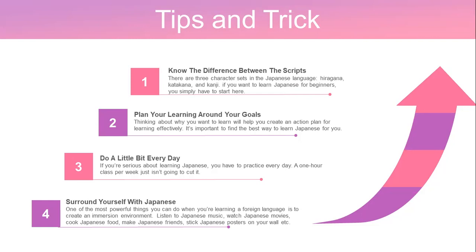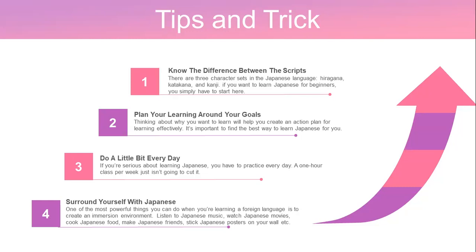And the third is do a little bit every day. If you are serious about learning Japanese, you have to practice every day. A 1 hour class per week is just not going to cut it. Perhaps you can practice remembering 10 kanji every day, or 20 kanji every day, or 20 vocabulary words every day. At least do it every day, so you can improve your Japanese skills.